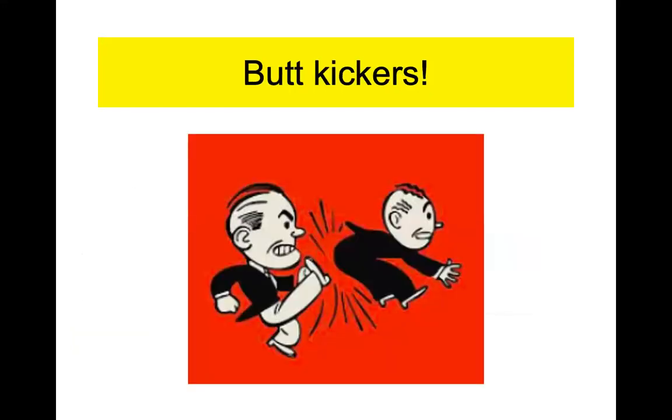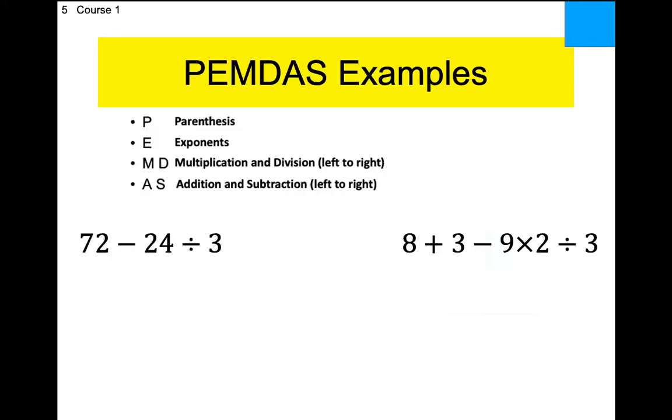Here are the butt kickers. These are the ones where there's just a lot of stuff going on. This one is not too bad, but this is the one. Usually the ones with no parentheses is where I see the most mistakes. Let's do the easier one first. Why is this a butt kicker? Because the numbers are large.